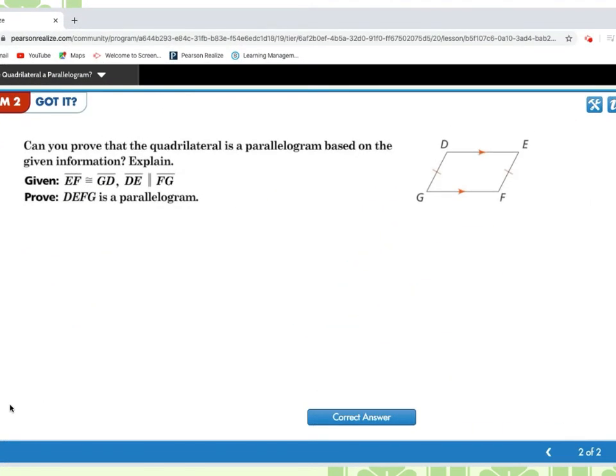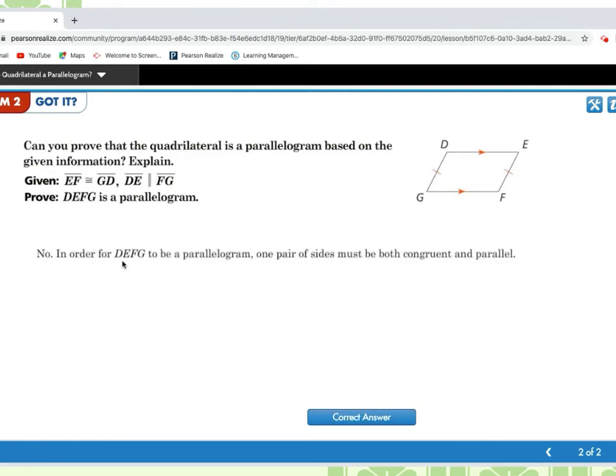Okay, so got it 2. Can you prove that the quadrilateral is a parallelogram based on the given information? Explain. So we are given that EF is congruent to GD and segment DE is parallel to segment FG. So we need to prove whether DEFG is a parallelogram. So this is the given: DE is parallel to GF and DG is congruent to EF. So is this quadrilateral a parallelogram? So the answer is no.